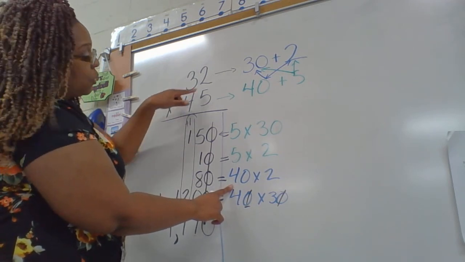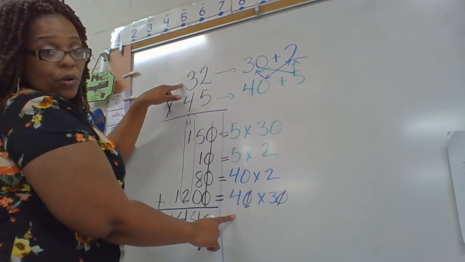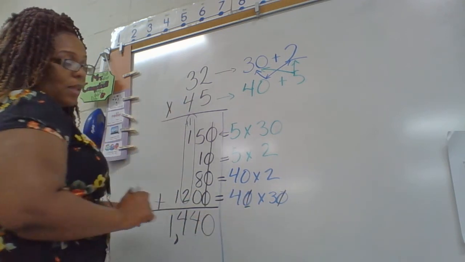So 40 times the 2, 40 times the 30. Okay? And then you add them all up.